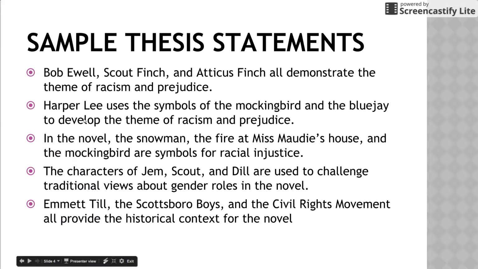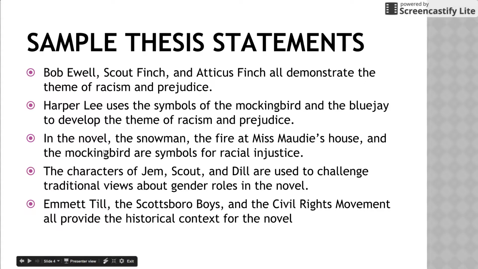So let's look at this third one here. It says, in the novel, the snowman, the fire at Miss Maudie's house, and the mockingbird are symbols for racial injustice. So we know, again, we're writing about the concept of symbolism, and I've got 3 different symbols, which sets up the structure of the paper. So the snowman will be the first paragraph. The fire at Miss Maudie's will be the second paragraph, and the third paragraph will be about the mockingbird.